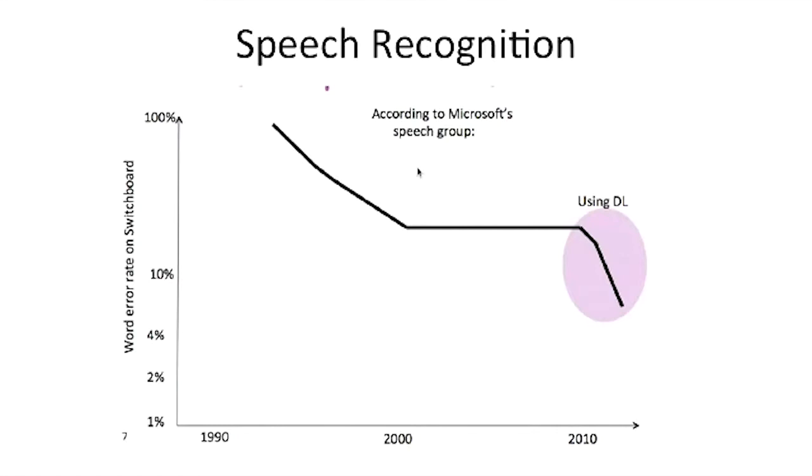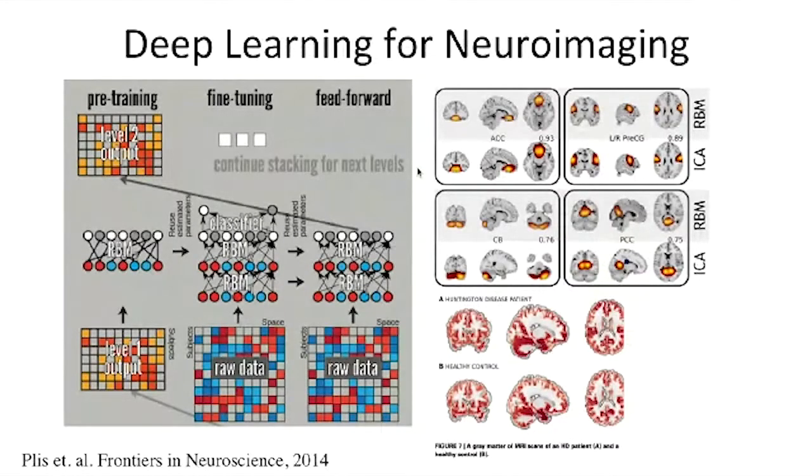Neuroimaging, that's another area. This is an example where I was collaborating with some folks at the University of New Mexico of trying to understand as well as model, in this case, fMRI data using something that's called restricted Boltzmann machines.